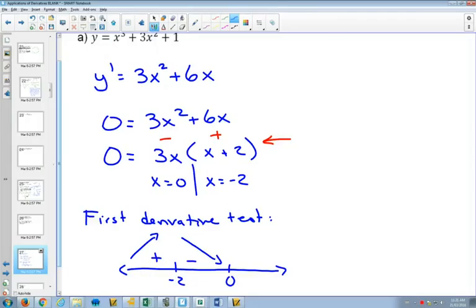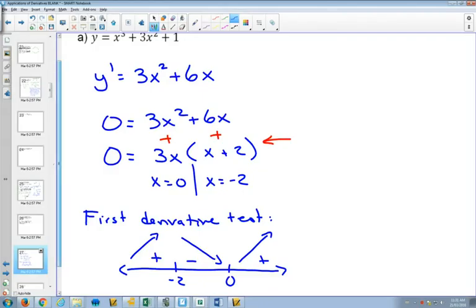If we try something larger than 0, 3 times 5 or 3 times 10 is positive. 5 plus 2 is still positive. Positive times positive is positive again. So this is what our first derivative test is telling us. It's going from increasing to decreasing to increasing.